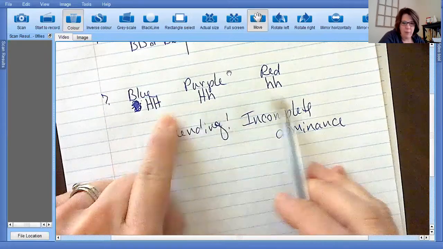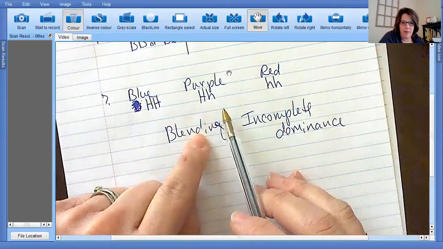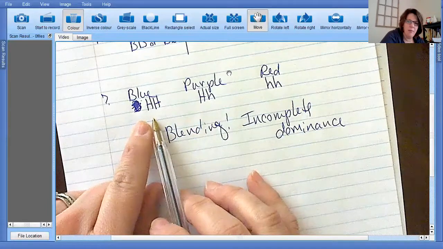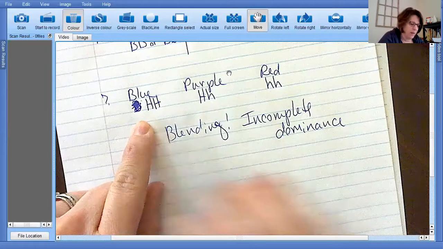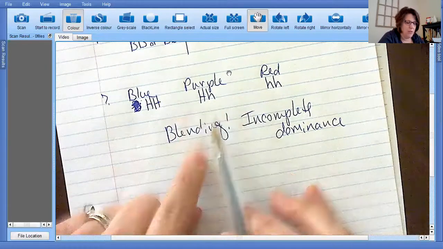But we're not going to use all capital letters because, one, they're not both dominant at the same time. So this blue is kind of not completely dominant, and the red is not completely recessive. So we get this blending effect.